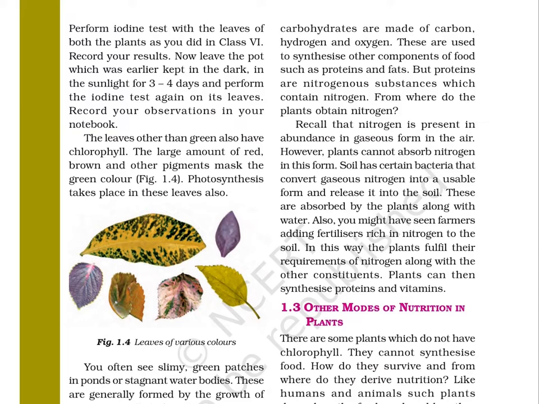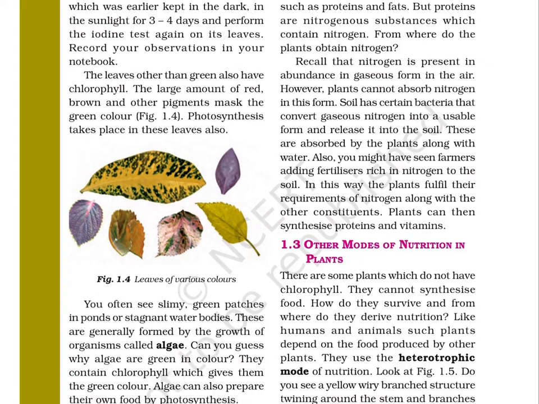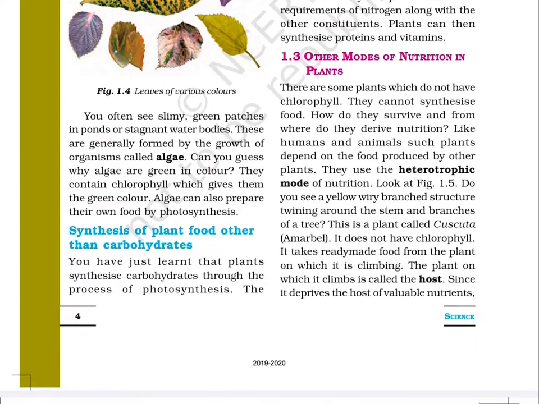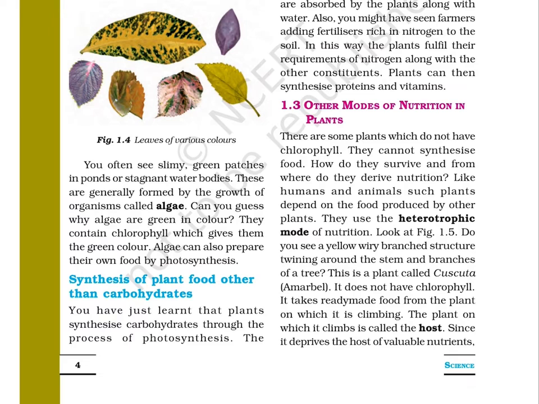The leaves, other than green, also have chlorophyll. The large amount of red, brown, and other pigments mask the green color. We can observe this in Figure 1.4. Photosynthesis takes place in these leaves also. Figure 1.4. Leaves of various colors. In this picture, we can observe leaves of various colors. These are leaves in diverse colors like violet, yellow, pink, orange, and green.